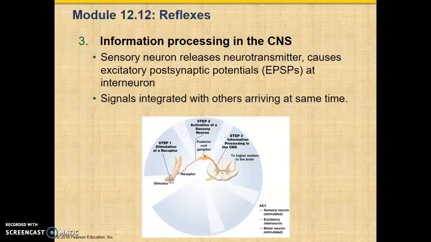The sensory neuron releases the neurotransmitter, causing an excitatory postsynaptic potential at the interneuron. In this case, there is an interneuron connecting the sensory neuron and the motor neuron. This is not always the case.